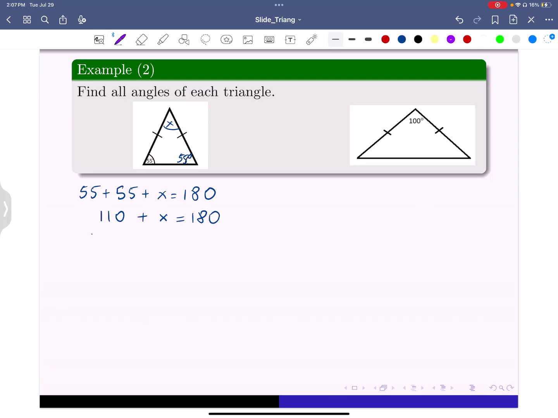Then subtract 110 from both sides, and we get that x is equal to 70. So the top angle is 70 degrees, and the base angles are 55 degrees each.